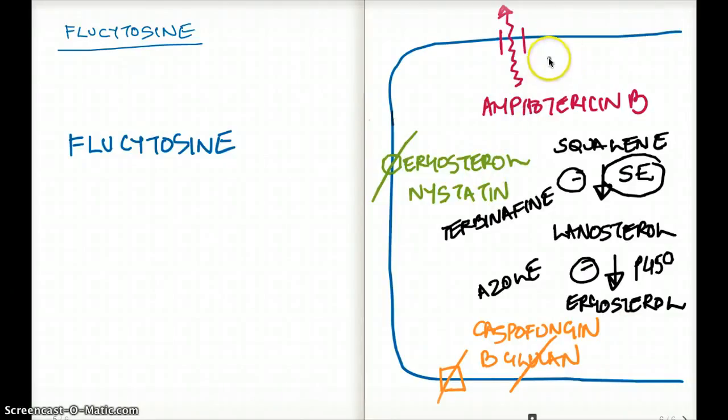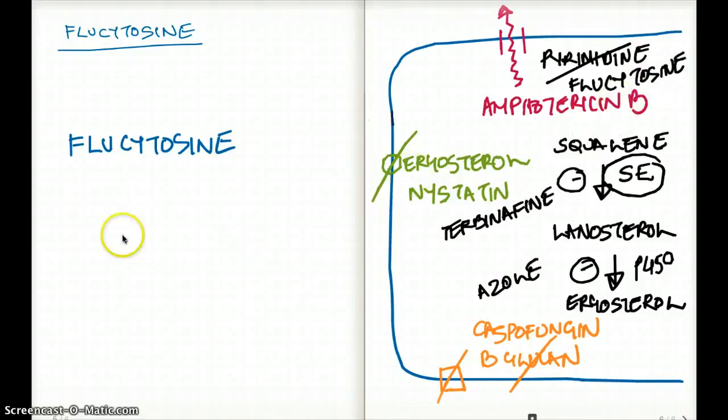Okay, so pyrimidine synthesis is inhibited by a drug called flucytosine. Okay, so this is where our flucytosine comes in. I'm going to talk about the mechanism of action here. What flucytosine does is inhibit DNA synthesis.